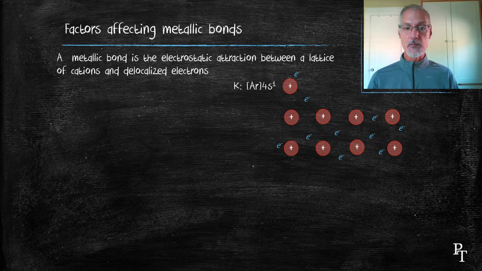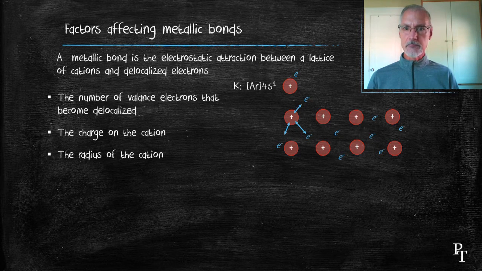If we arrange these now in a lattice, or an orderly pattern, this is perhaps what the metal would look like. We have the cations in a regular pattern and the electrons buzzing around, free to move. And here, the electrostatic attraction, the attraction between opposite charges.